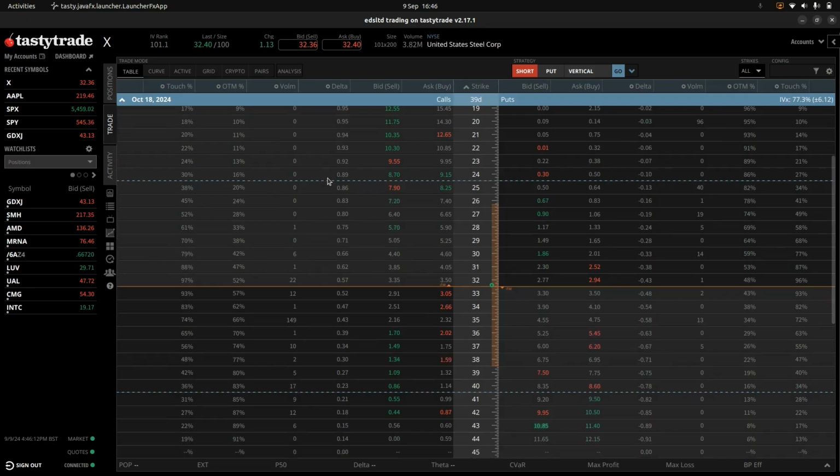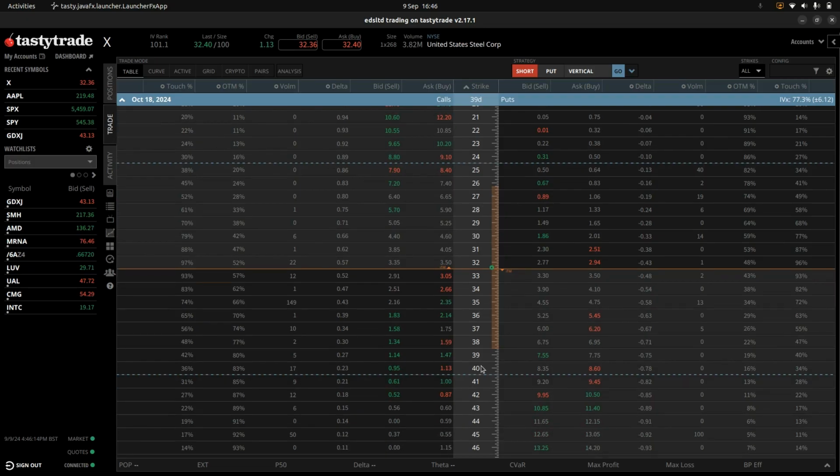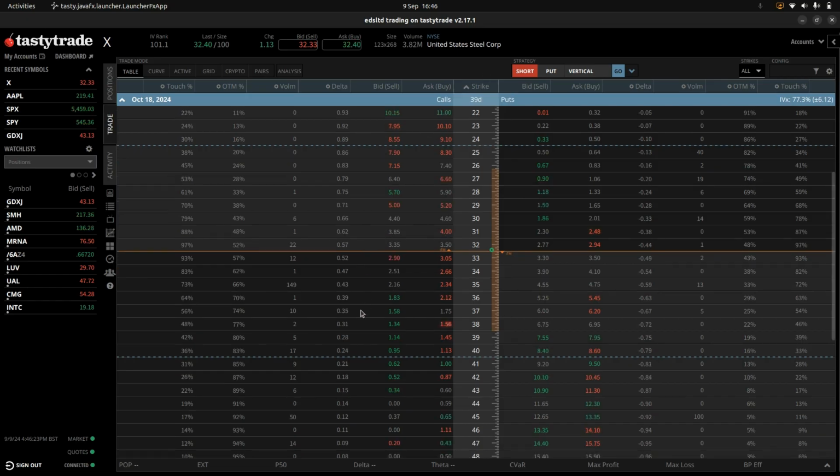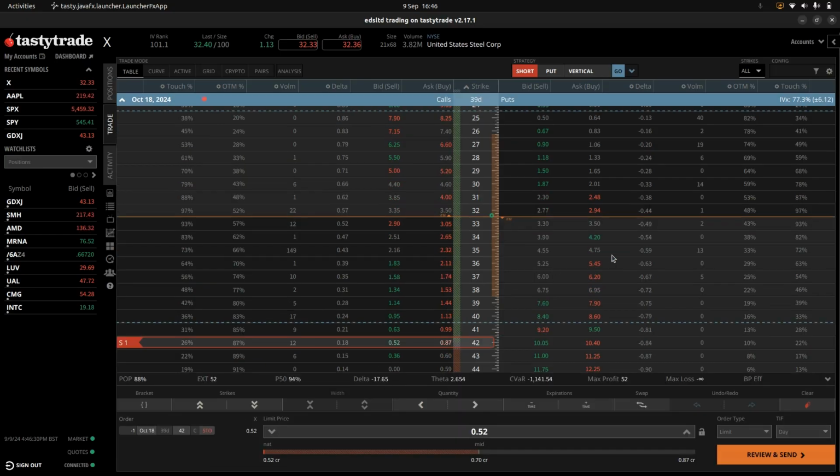So October 18th, we can have a look here. This orange bar represents our expected move of the underlying over the next 39 days. So what I typically like to do is start off with a 16 delta. As we can see here, there is no 16, there is a 15 and an 18. We can go with 18. Anything between 16 and 20 is ideal.